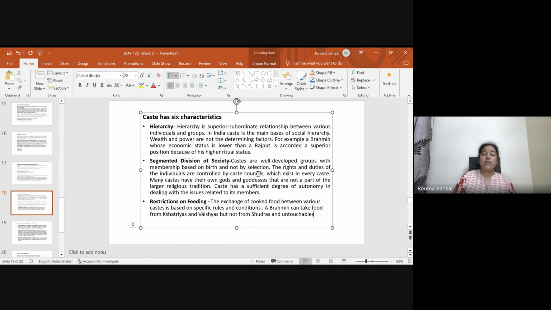Suppose in the Hindu community, we have a particular caste that has its own god or goddesses.